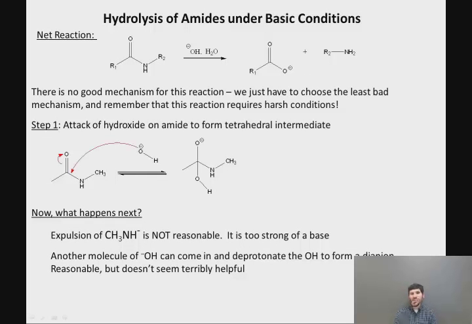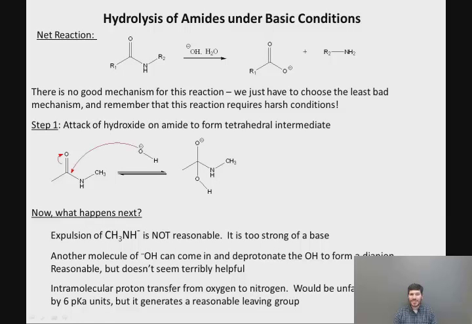Now, another possibility is under basic conditions, another molecule of OH minus can come in and deprotonate the OH to form a dianion. Well, this is actually reasonable. You're deprotonating an OH with an OH minus. The equilibrium constant for that will probably be pretty close to 1. And in fact, I have seen this as being the next step in some textbook mechanisms for this reaction. However, as far as I'm concerned, I don't actually want to go that way because this doesn't seem particularly helpful. You're putting another minus charge in it, yeah, okay, it could happen, but how is that going to get us any closer to expelling a leaving group? What I am going to propose is what actually happens next is an intramolecular proton transfer from oxygen to nitrogen. Okay, you'll see the step on the next slide.